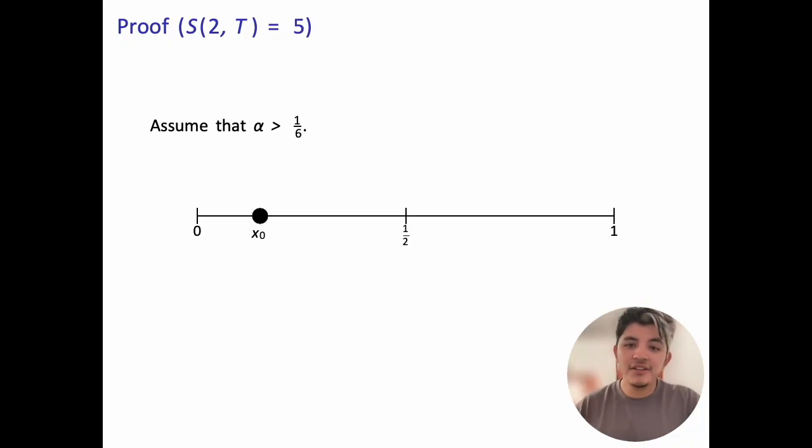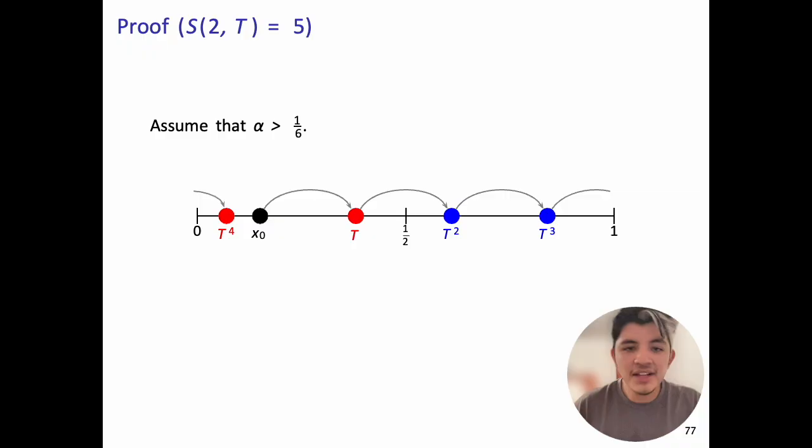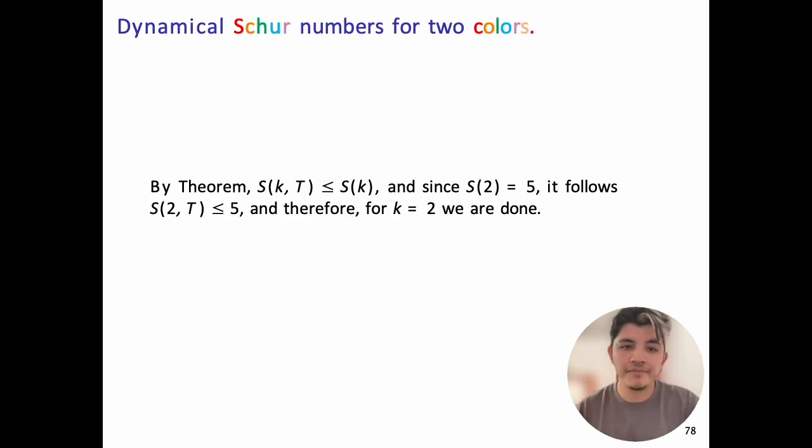And finally, for the value of 5, let's assume that alpha is greater than 1/6, and let's take an arbitrary point, and we apply T. Without loss of generality, T to the 2 lies in a different subinterval than the one of T. We may observe that T to the 3 lies in the same subinterval as T to the 2, but T to the 4 escapes from this subinterval. This is because 3 times alpha is greater than 1/2, and it follows that the dynamical Schur number is 5. And this concludes the proof of the theorem.